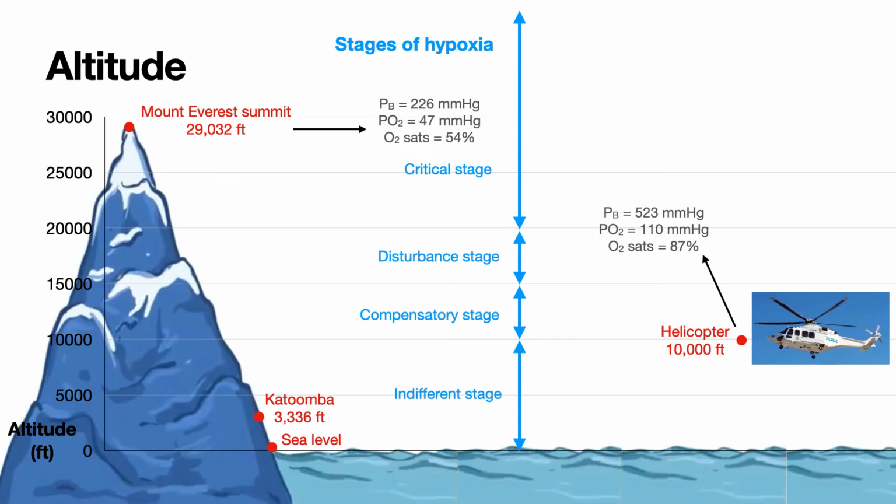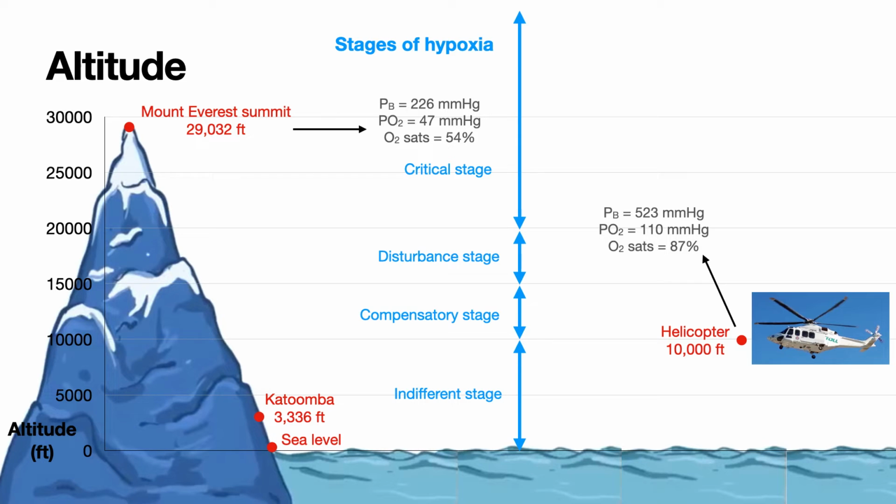So the first stage is the indifferent stage of less than 10,000 feet altitude, which is what we're always going to be in. And in that stage, a fit, healthy person would expect to have saturations in the 90s, but they may have a deterioration in their performance of novel tasks and a reduction in their night vision.